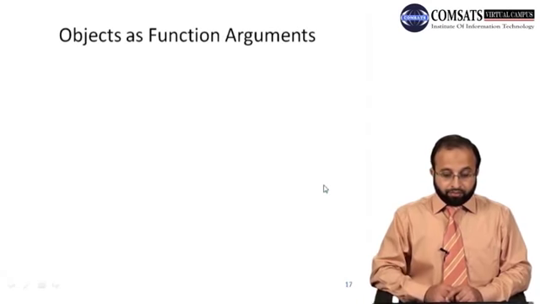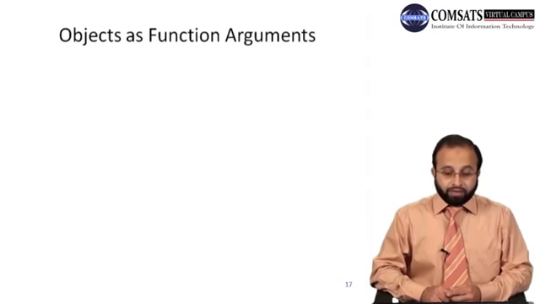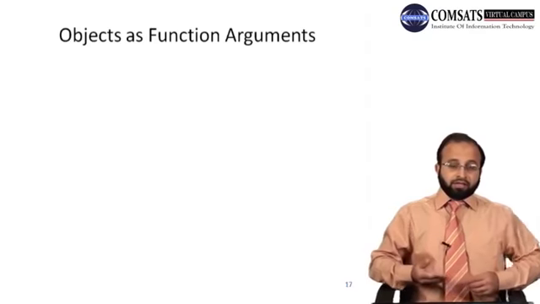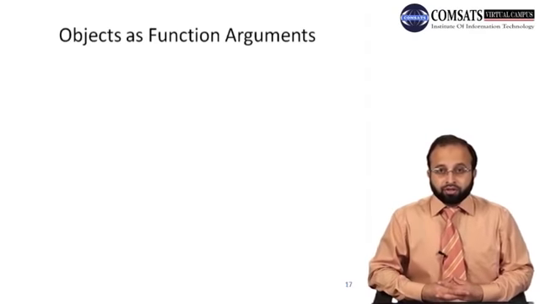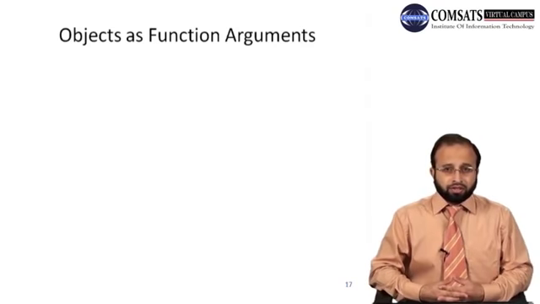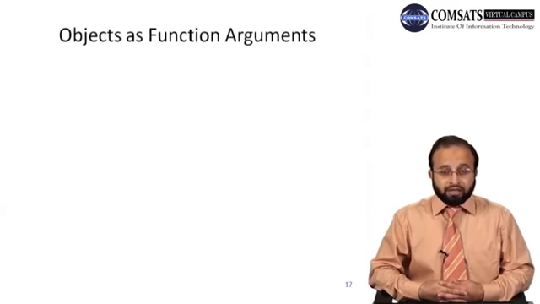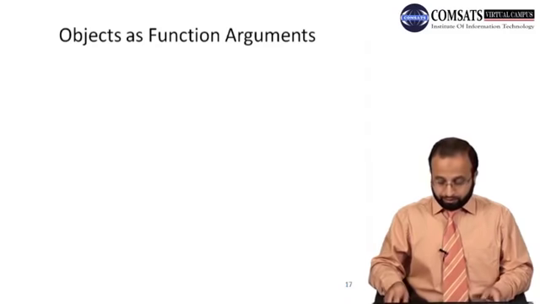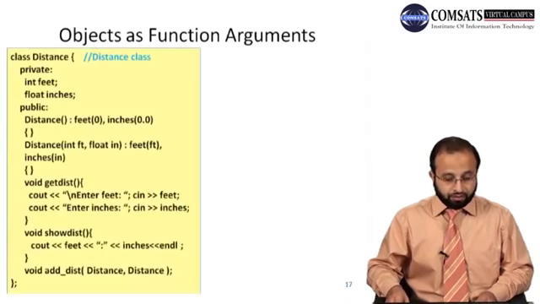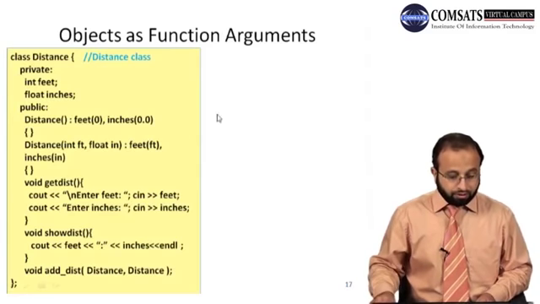So let's see another program in which we pass an object as a function argument. We can pass a simple data type variable to a function. For example, we can pass an integer, float or character or a string or a structure to a function. Same as these, we can pass an object to a function as an argument. So for that, let's consider the distance class. So this is our distance class. In this class we have two private data members.